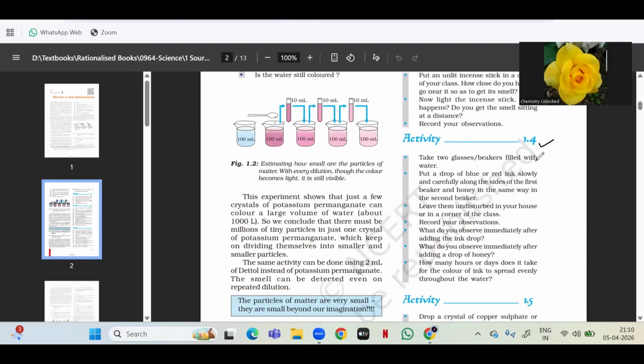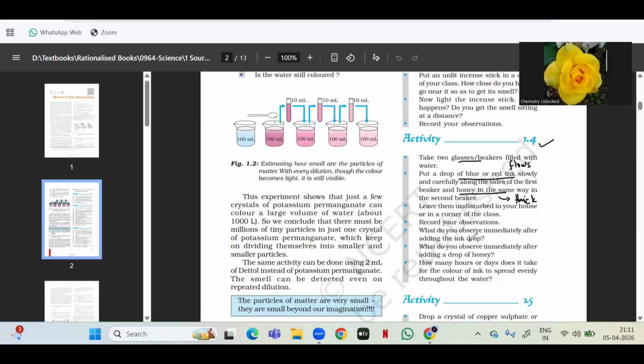So in this activity, what they have done is they have taken two glasses filled with water. In one glass, they are putting red or blue ink slowly along the sides. And in the other beaker, they are putting honey. We know that ink is more fluid, or it flows easily as compared to honey. Honey takes time because it's a thick liquid. Leave them undisturbed in your house, or in a corner of your class. So what would you observe?